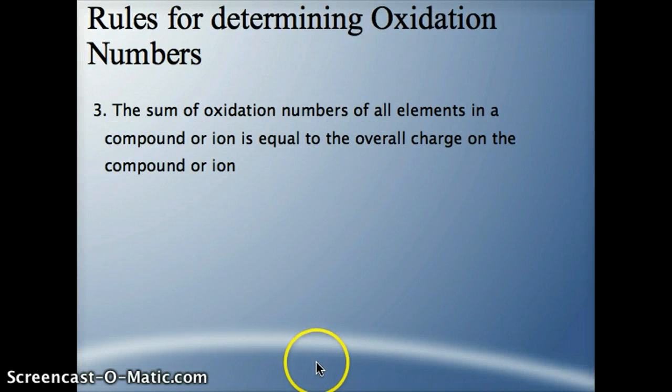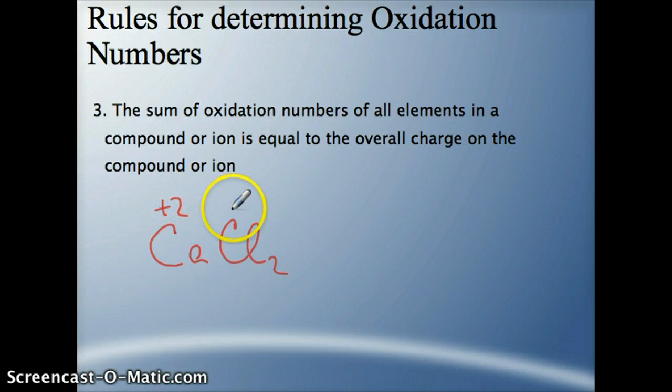Rule number 3 says the sum of oxidation numbers of all elements in a compound or ion is equal to the overall charge. So we'll start with something that's neutral. Let's say we have calcium chloride. Now we know that calcium can only have a +2 oxidation state. Chlorine, because it's an ionic compound, the only charge it can have is a -1. Those are your oxidation states, which we write above the compound.